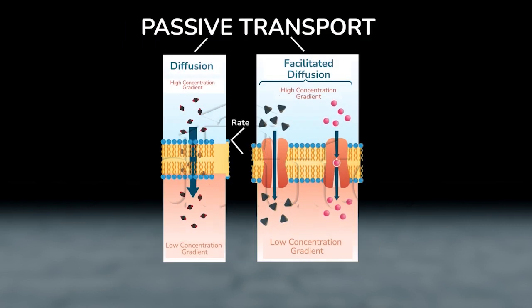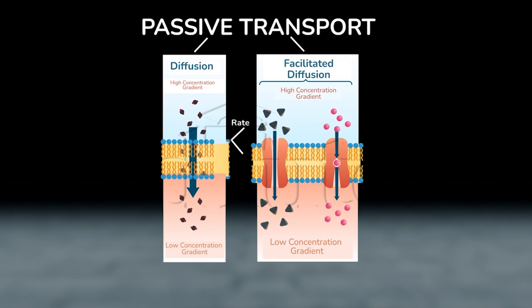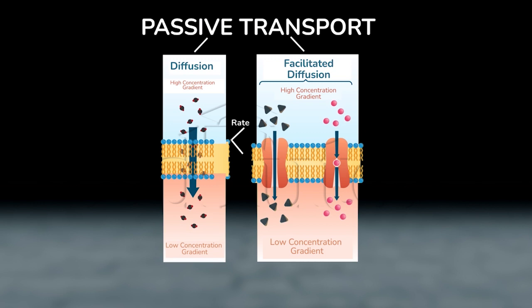But did you notice how it's still called facilitated diffusion? Well, that's because it's still a kind of passive transport with movement down the concentration gradient without the use of energy. It's noteworthy to remember that the rate of facilitated diffusion is mostly higher than simple diffusion.